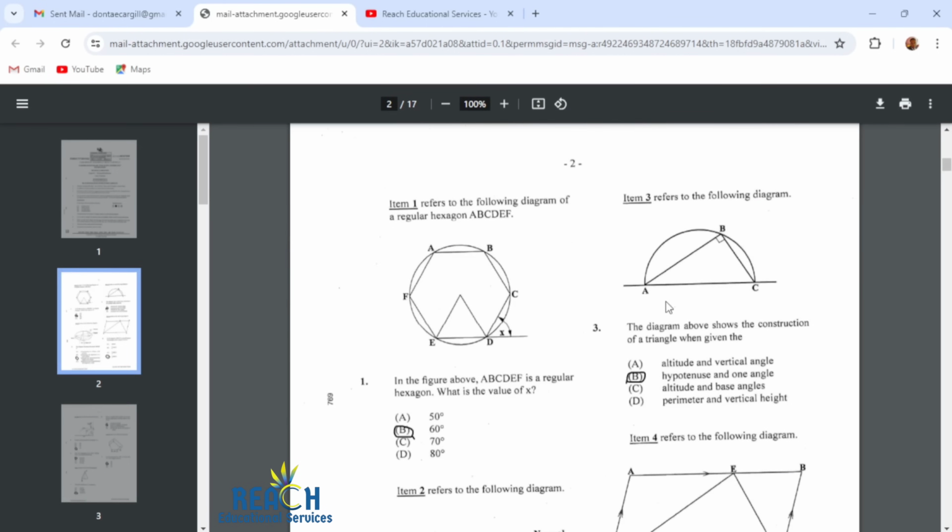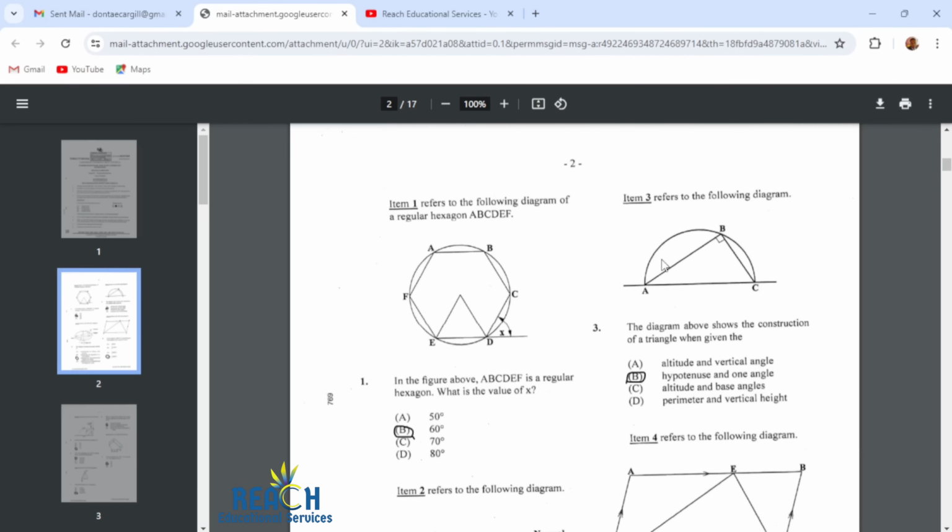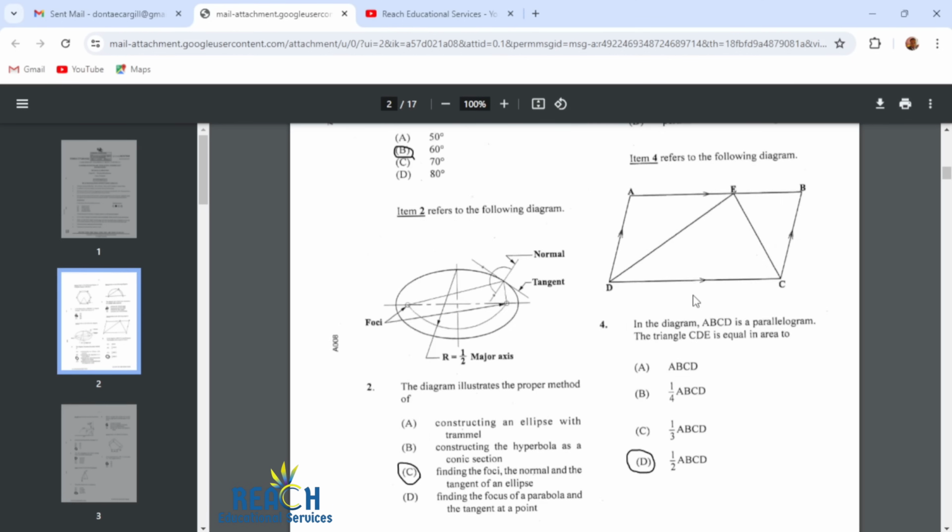Question number 3. The diagram above shows the construction of a triangle when given the hypotenuse and one angle. So one side and an angle is what you would need to construct this triangle here.